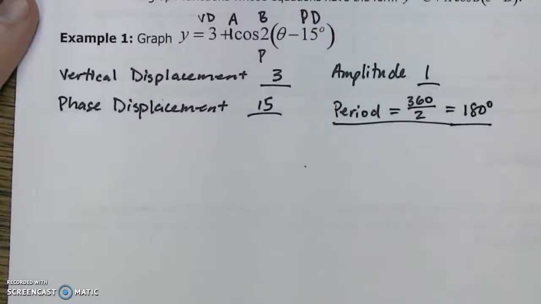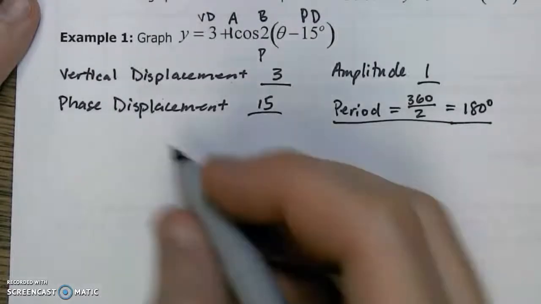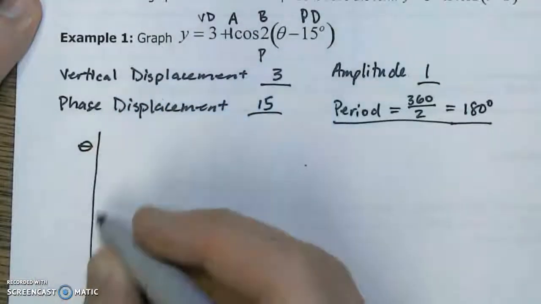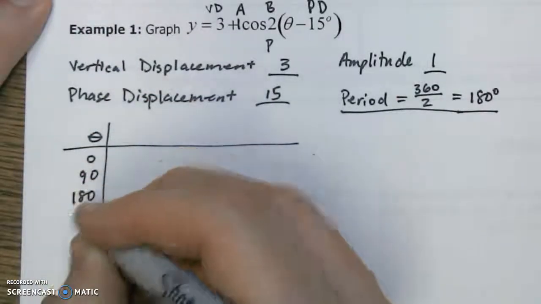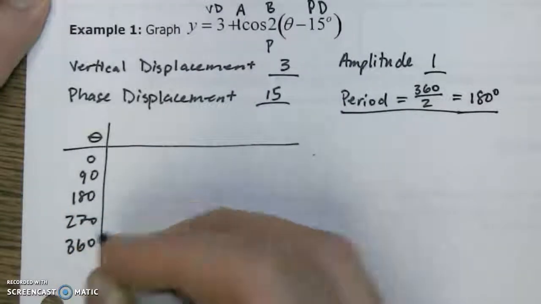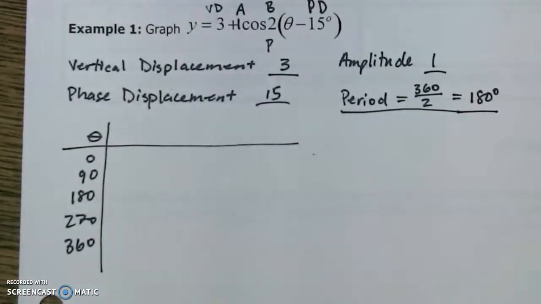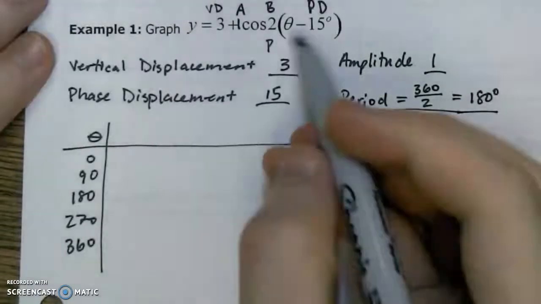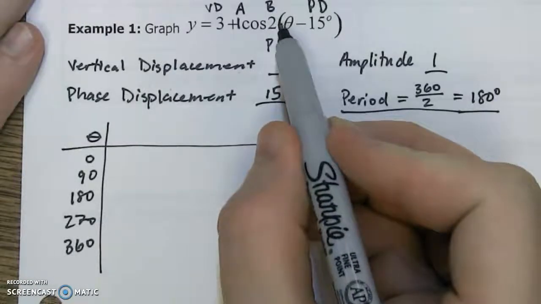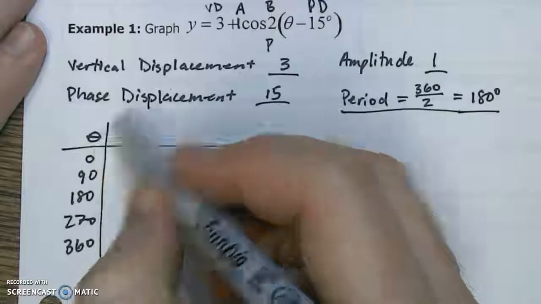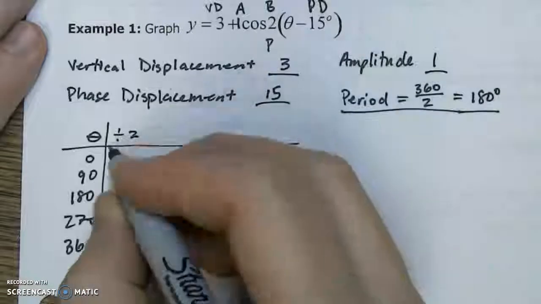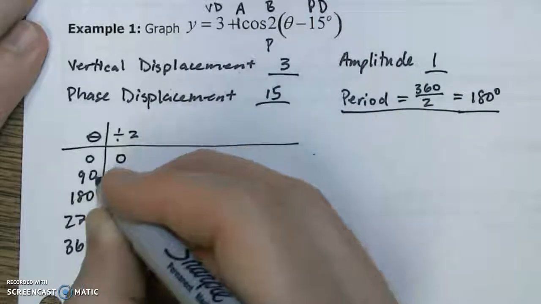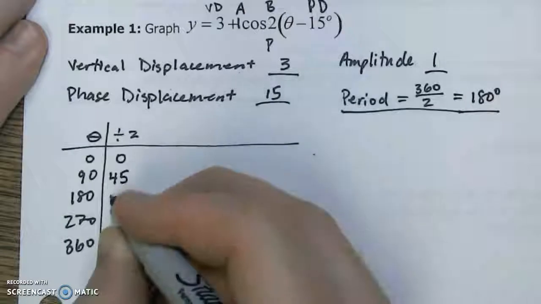So let's go ahead and make a table so that we can plot some points. We're going to start with our normal theta values. So our critical points are 0, 90, 180, 270, and 360. And you want to do all multiplication before you do any addition and subtraction. So the first thing we're going to do is deal with that 2. Since this is next to the theta, we're going to put the 2 with the theta, but you always do the opposite. So since it's 2 times theta, you're going to divide everything by 2. So 0 divided by 2 is 0. 90 divided by 2 is 45. And go ahead and keep going.